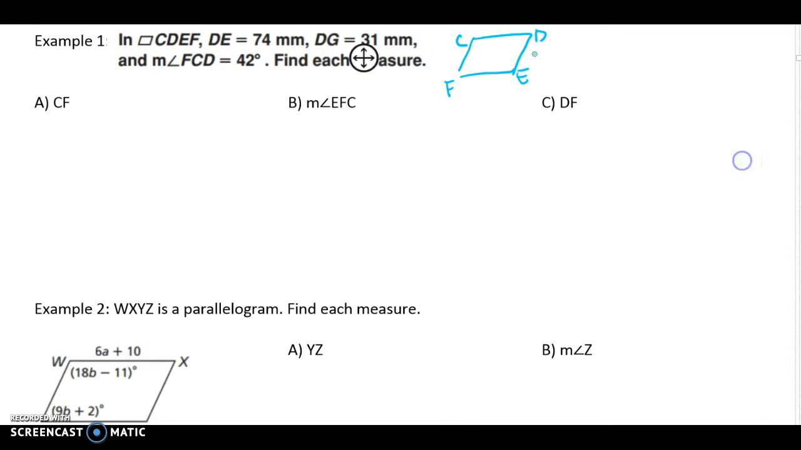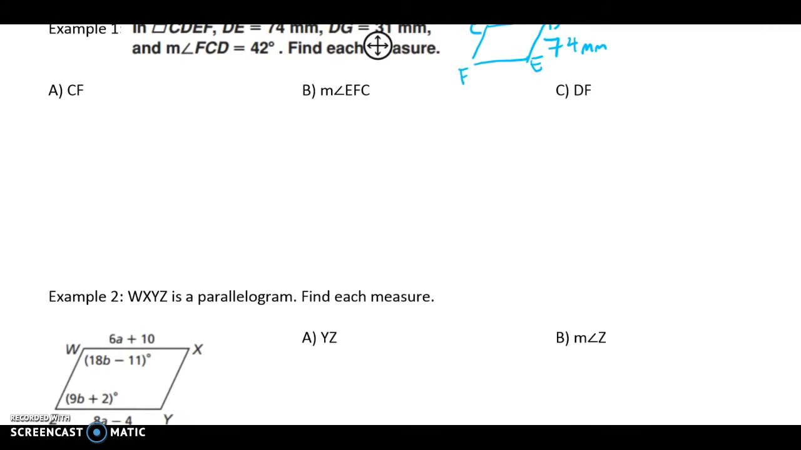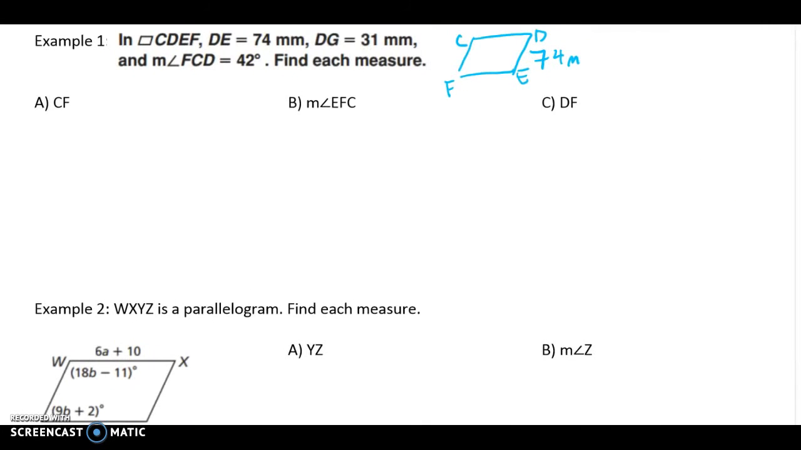We know DE is 74 millimeters, and that's a side, not an angle. Oops, 74, not 77. Remember, never put sides and angles together, all right? We know that DG is 31, and something I forgot to write down here, G is going to be this point right here where the two diagonals meet. Sorry about that. Okay, so we know DG is 31, so let me go ahead and write that in.